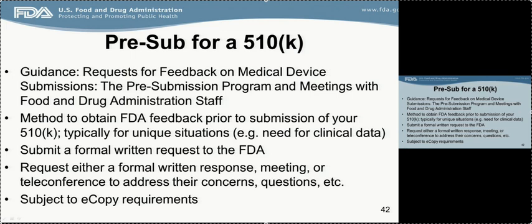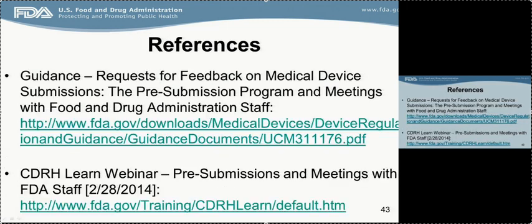Through the pre-submission program, you would submit a formal written request to the FDA, and you would request either a formal written response, a meeting, or teleconference to address your concerns. Because this is a formal written request, it is subject to e-copy requirements, which we'll discuss during the submission of a 510(k), but it's important to note that they are subject to e-copy. For additional information on the pre-submission program, I have provided you the link to the guidance on this slide, as well as the public CDRH Learn webinar on the pre-submissions and meetings with FDA staff.